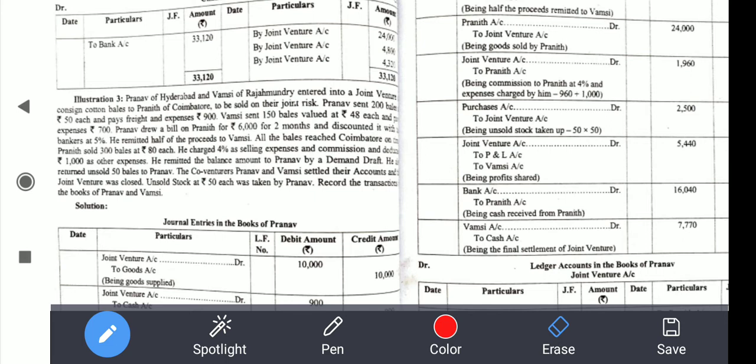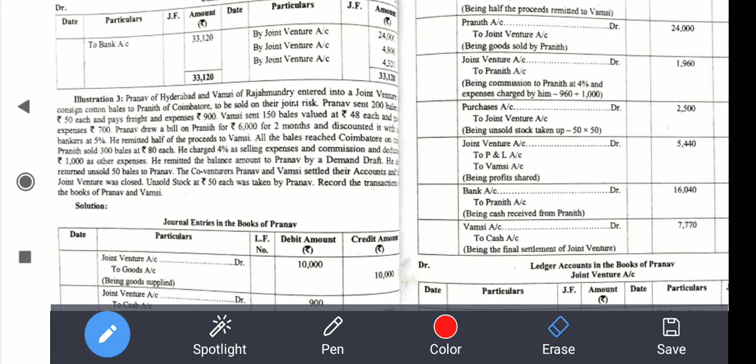Pranav of Hyderabad and Vamshi of Rajahmundry entered into a joint venture to consign cotton bales to Pranith of Coimbatore, to be sold at their joint risk. Here one more party is Pranith, so with Vamshi, Pranav and Pranith, three parties are there.